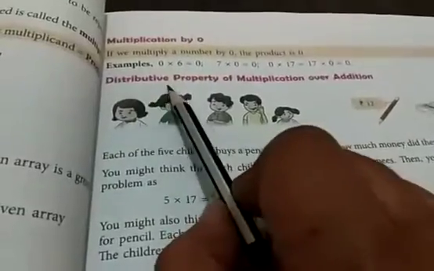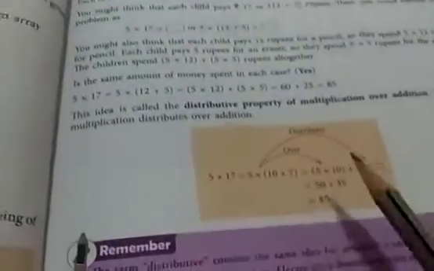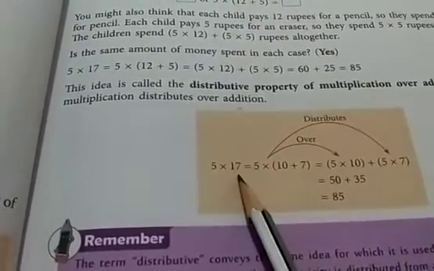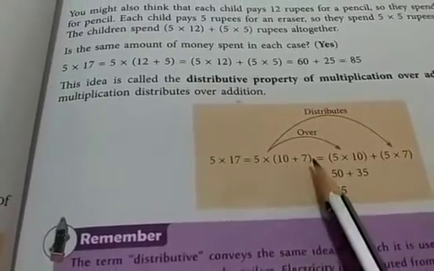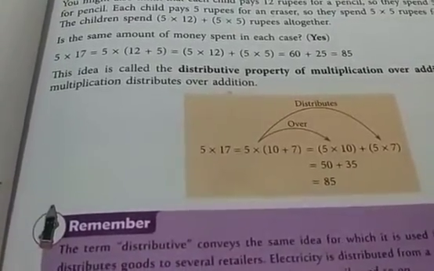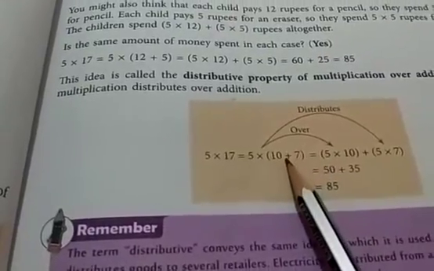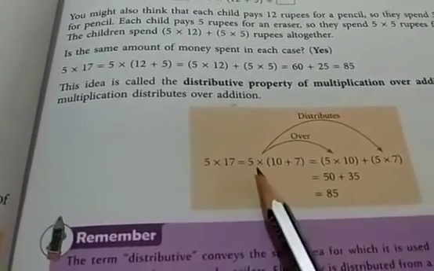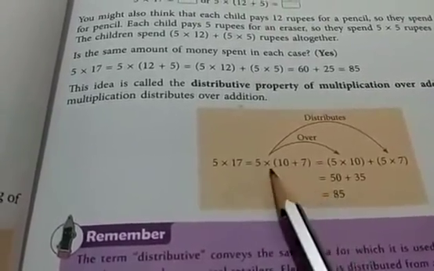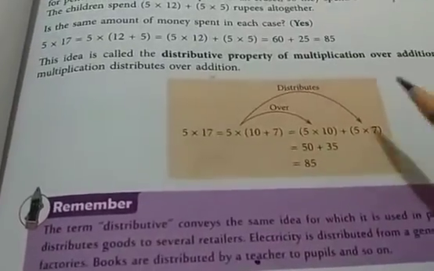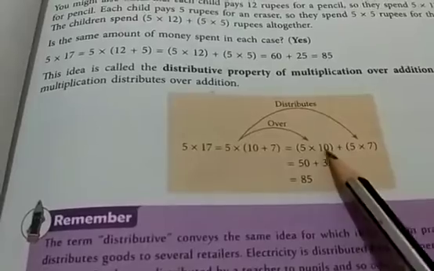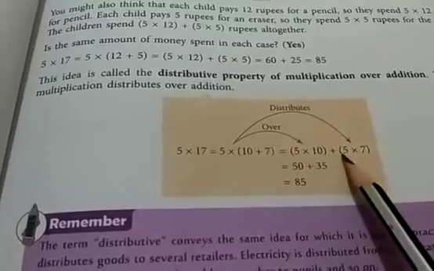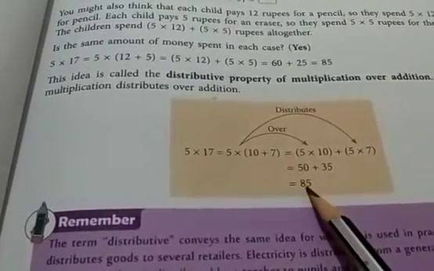Okay, now we are seeing the distributive property of multiplication over addition. See here, we have to multiply 5 into 17. So here the number 17 is distributed into 10 and 7. 10 and 7 means 17 only. That's why the plus sign is written. 10 plus 7 is 17. Now we multiply first 10 into 5, then 7 into 5, then we add the products. See the groups made here, 5 into 10 and 5 into 7. So 5 into 10 gives you 50 and 7 into 5 means 35. When we add, it is 85.